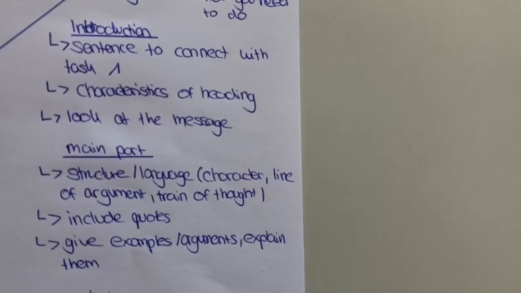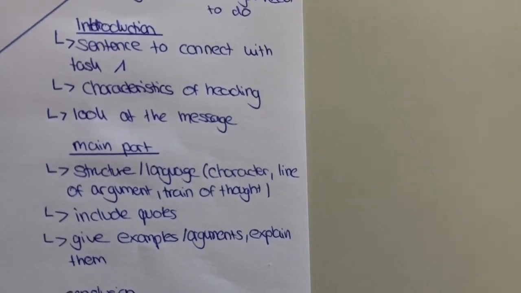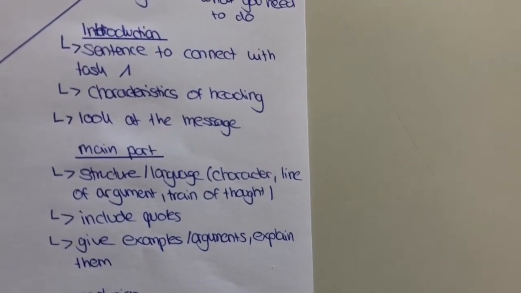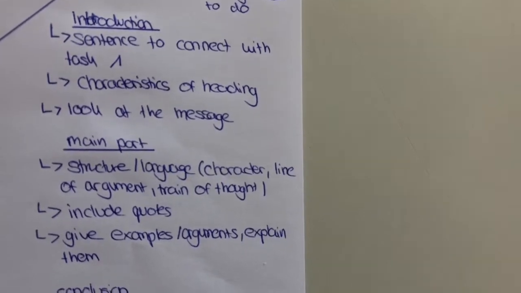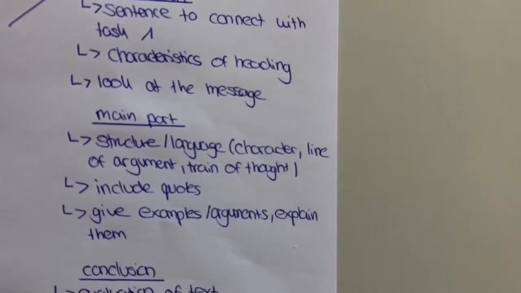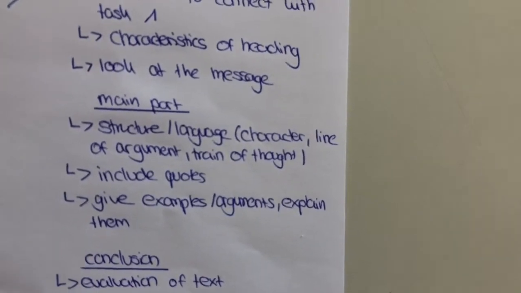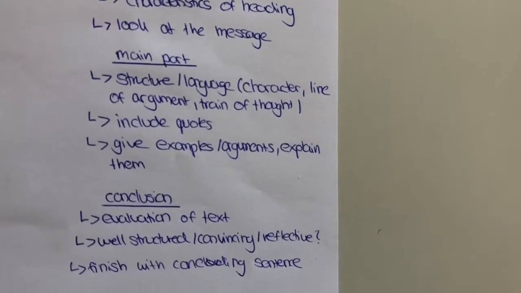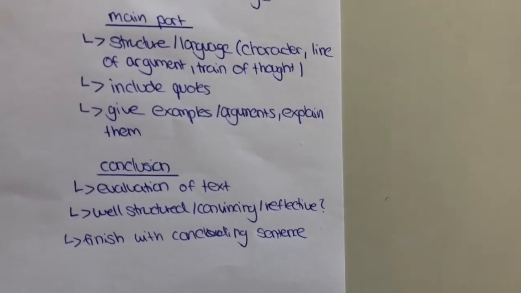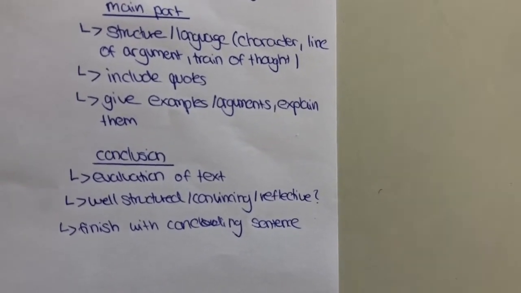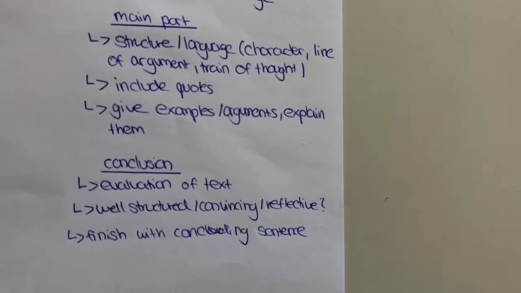Include quotes to underline the message and give examples for your arguments which you need to mention, explain, and evaluate. The conclusion is an evaluation of the text. Is the text well structured, convincing, or reflective? Is the author able to address his readership and to get his original message across? Finish your analysis with the concluding sentence.